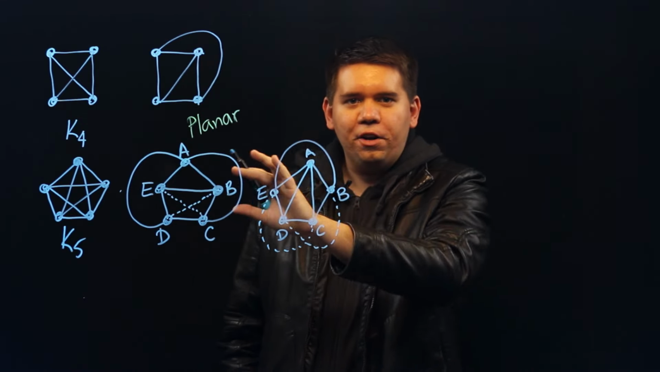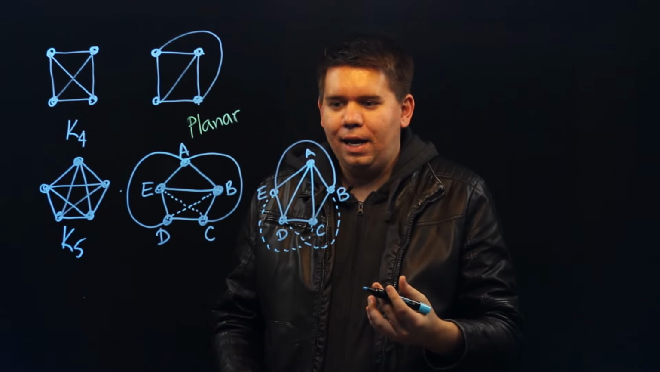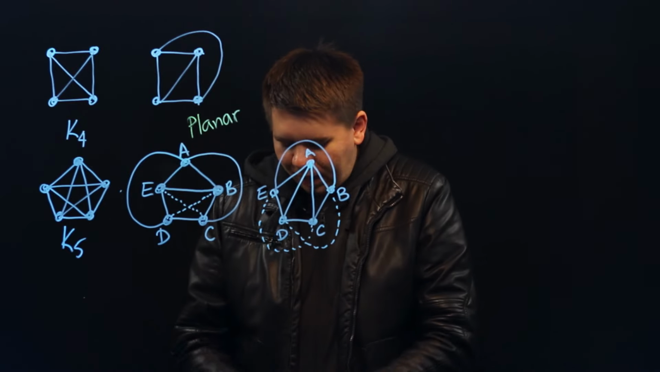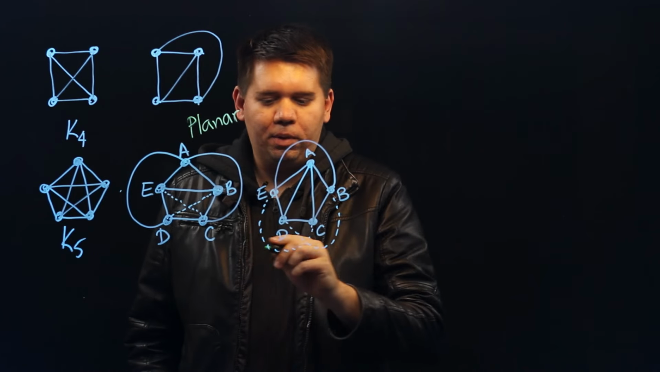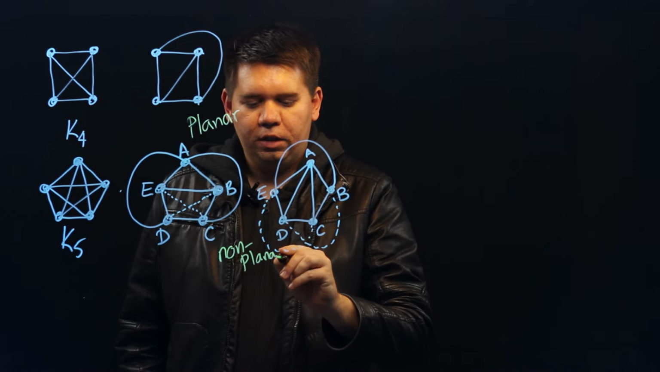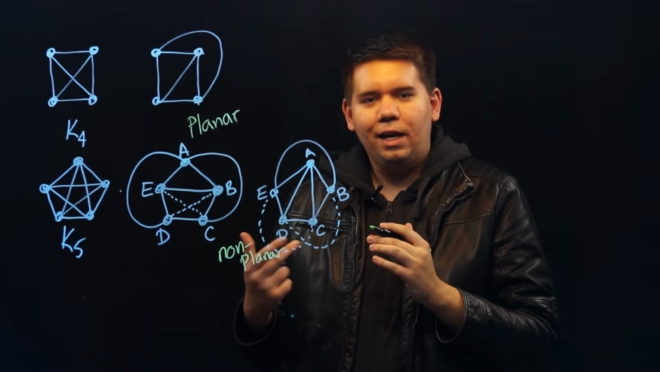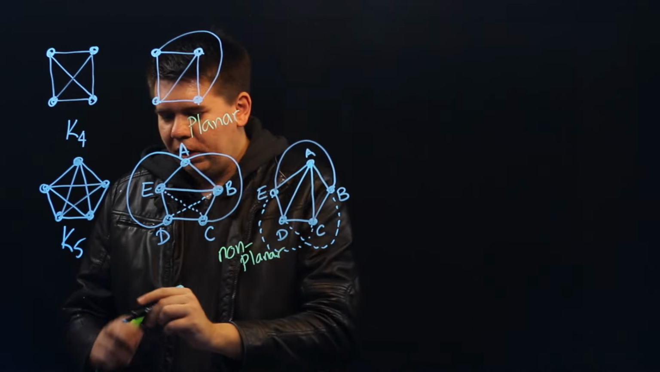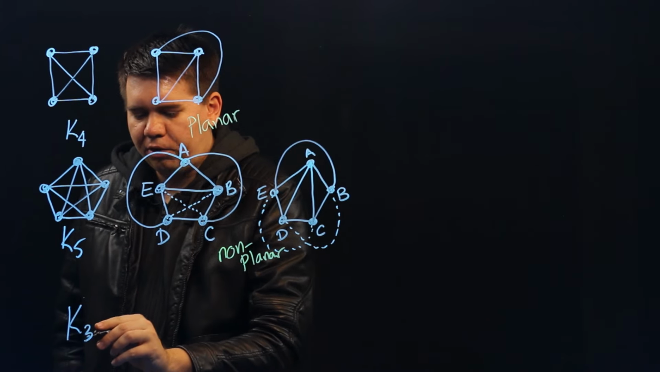We see that no matter the possibility, no matter the road you chase down, you're going to end up with intersections. So we say that K5 is an example of a non-planar graph. There's no way to draw K5 to avoid these intersections hitting each other. There are some other graphs that have this property too. One of them is K33.